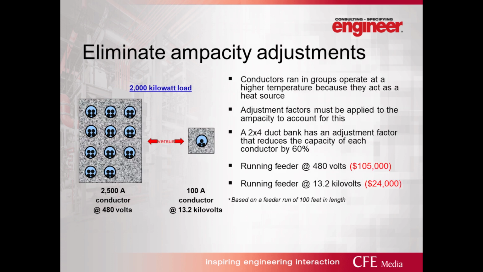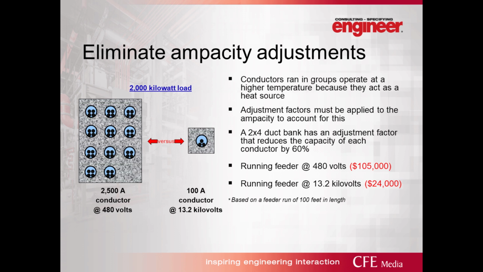Another advantage is basically eliminating that ampacity adjustment. As we talked about, each piece of cable conducts heat. Well, when you group those cables together, they can't dissipate the heat as well, so they actually operate at a much higher temperature. Because of that, you have to adjust the ampacity of that cable. For a 2x4 duct bank, the adjustment factor is about 60%. So instead of running 7 sets, I now have to run 11 sets to handle that same amount of current with that amount of heat.